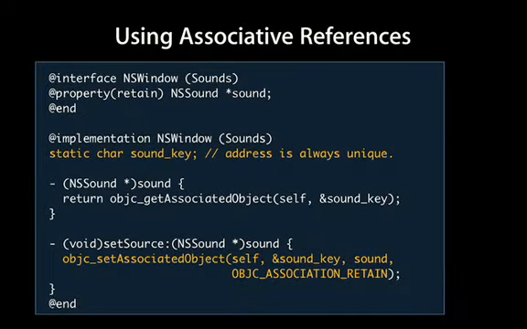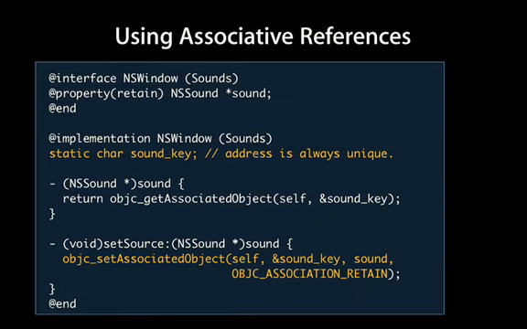So the solution is very simple. We have a new API called associative references. This is a complete implementation of that category. Notice there's a static variable called sound key. The address of this variable is what's important here. It is used as a globally unique identifier that represents the association between a window and a sound.